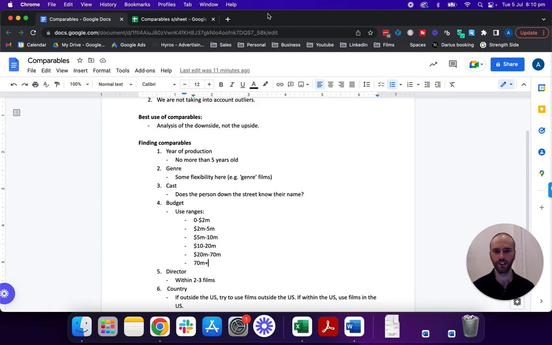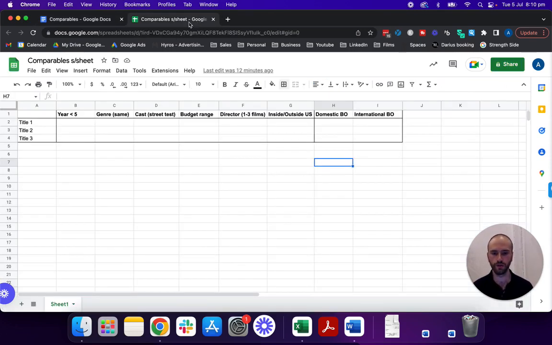It's a hypothetical. And I'm going to show you how I would basically find 3 comparables for this hypothetical film. What I'm going to do is check off each of the factors that I just took you through as I find my comparable film. So I'm going to put them in here, make sure that they check out here, and then just as a little bonus, I'm going to show you how to find the domestic and international box office and use that information.